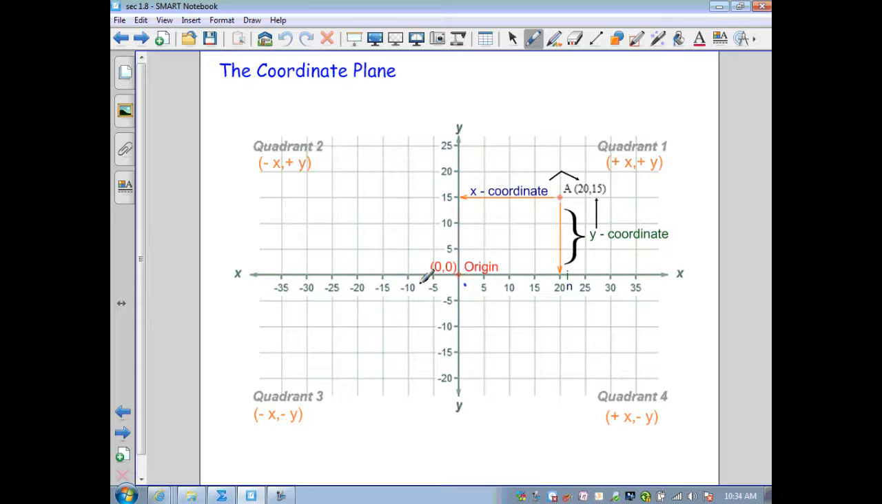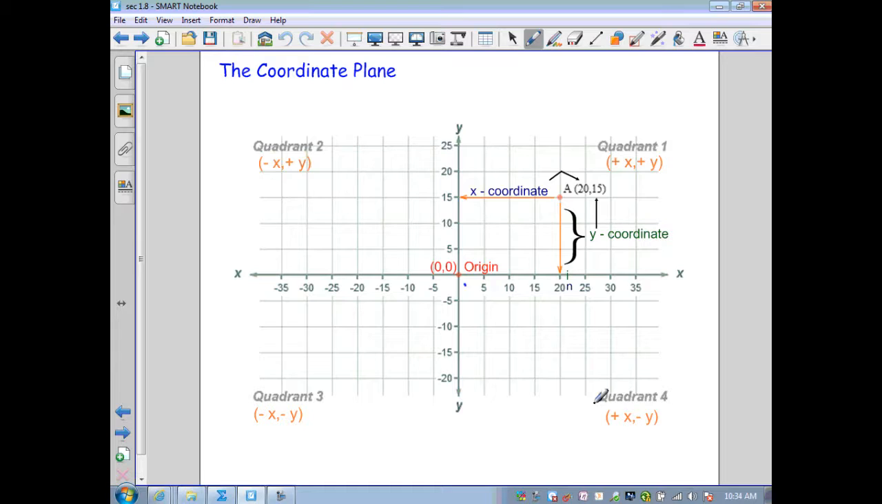To the left of the origin, we have negative values. To the right, we have positive. Above the origin, we have positive y values, and below the origin, we have negative y values. The coordinate plane is broken into 4 different quadrants. In the upper right-hand corner, we have quadrant 1. Going counterclockwise, we go to quadrant 2, quadrant 3, and finally quadrant 4.